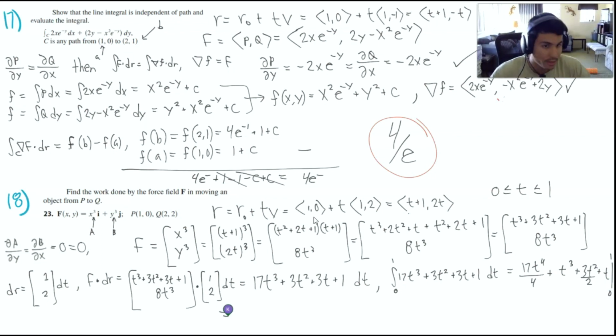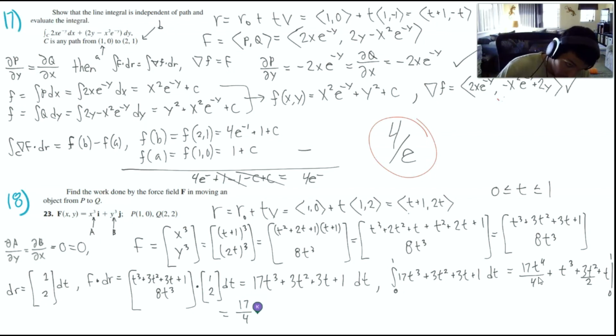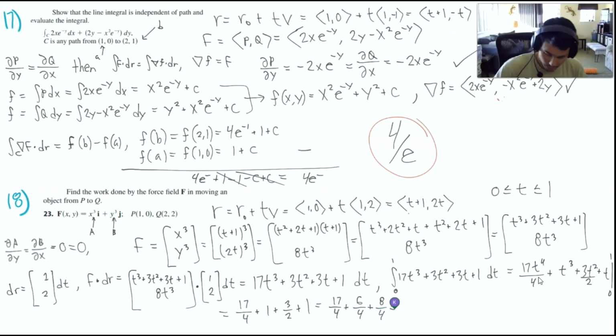Okay, and everything is times t, so we can forget about our 0 bound and just think about this fully as 1. If we just put 1 into everything, it turns into 17 over 4 plus 1 plus 3 over 2 plus 1, which is equal to 17 over 4 plus 6 over 4 plus, that's 2, which turns into 8 over 4. And that turns into 17 plus 14 over 4, right? Yeah, that is. And then this turns into 31 over 4.